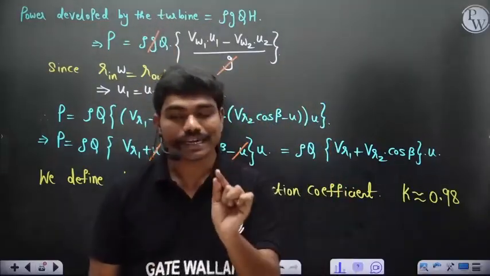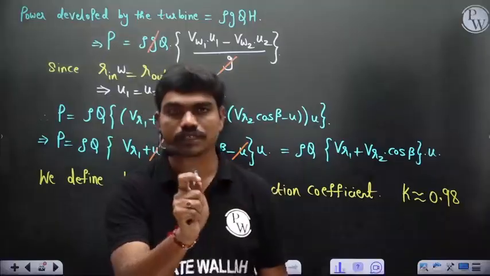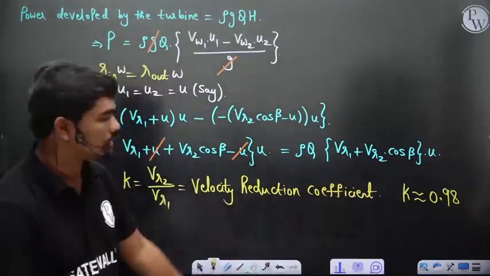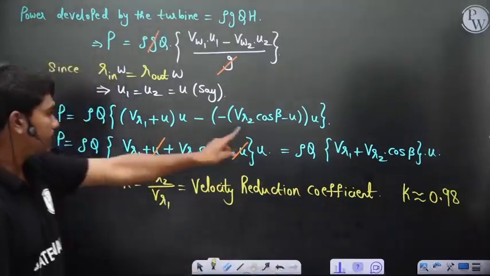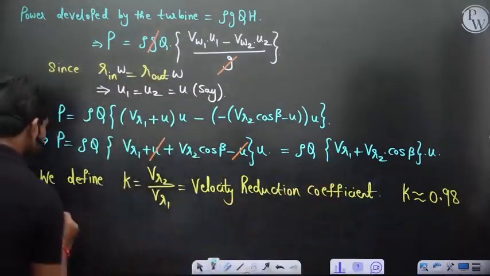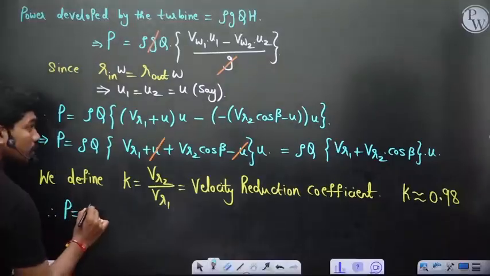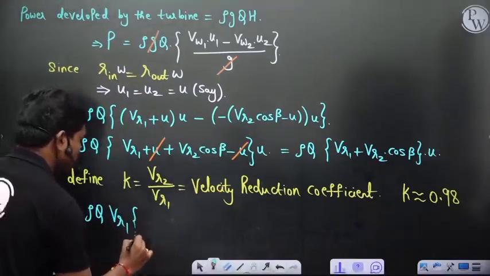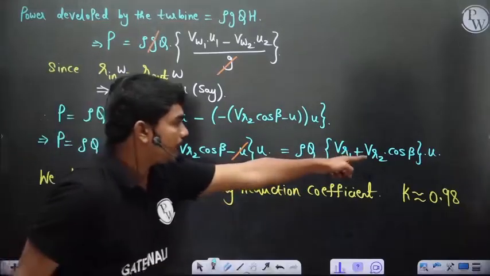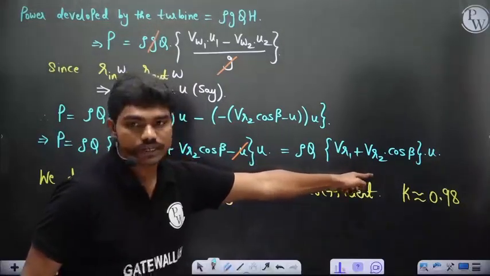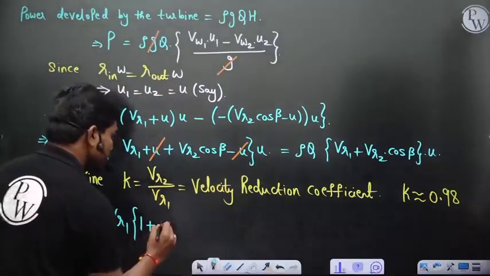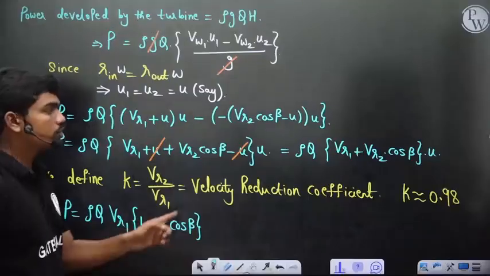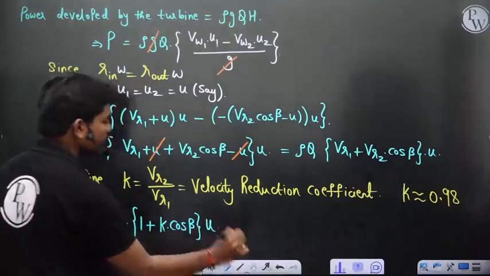But in reality, what happens? During the passage, there could be some friction, because of which there is a loss in kinetic energy. Obviously there is no pressure energy, so there is a little kinetic energy loss. So that is K, 0.98. Therefore, this power P can be written as rho Q VR1 into 1 plus K cos beta into U, of course, where VR2 by VR1 is constant, this velocity reduction coefficient K cos beta.